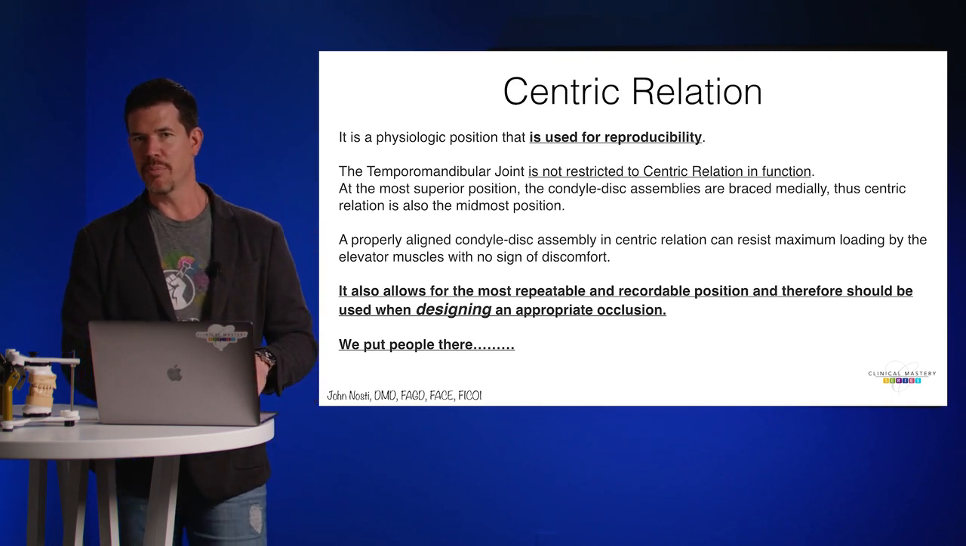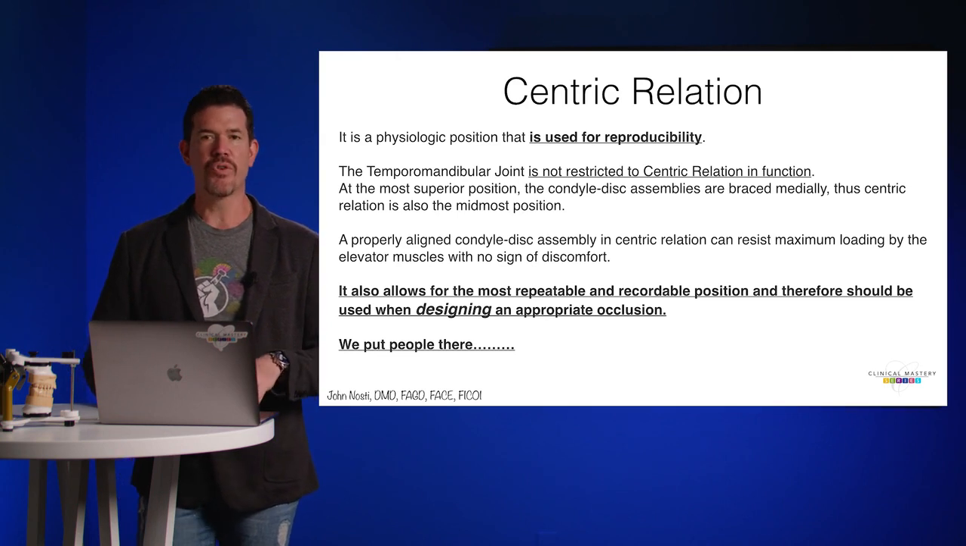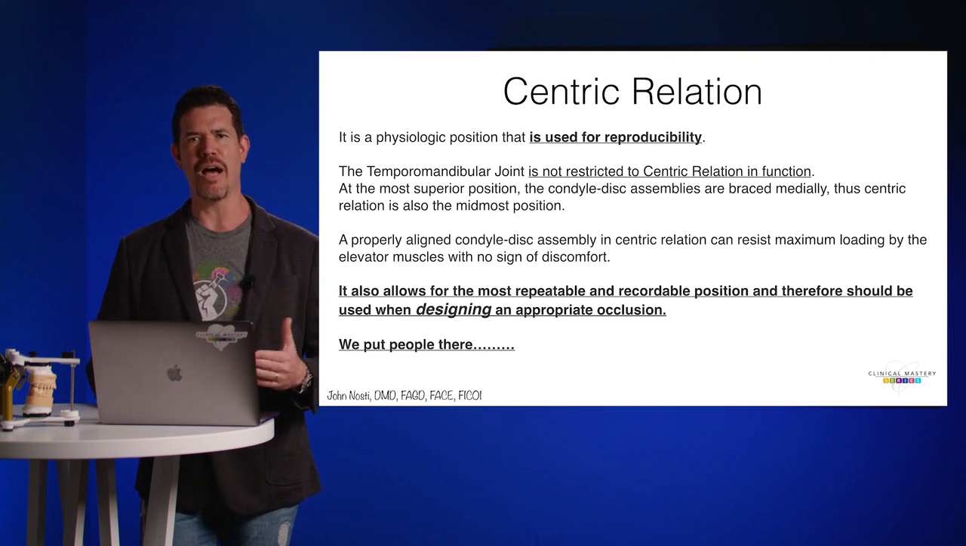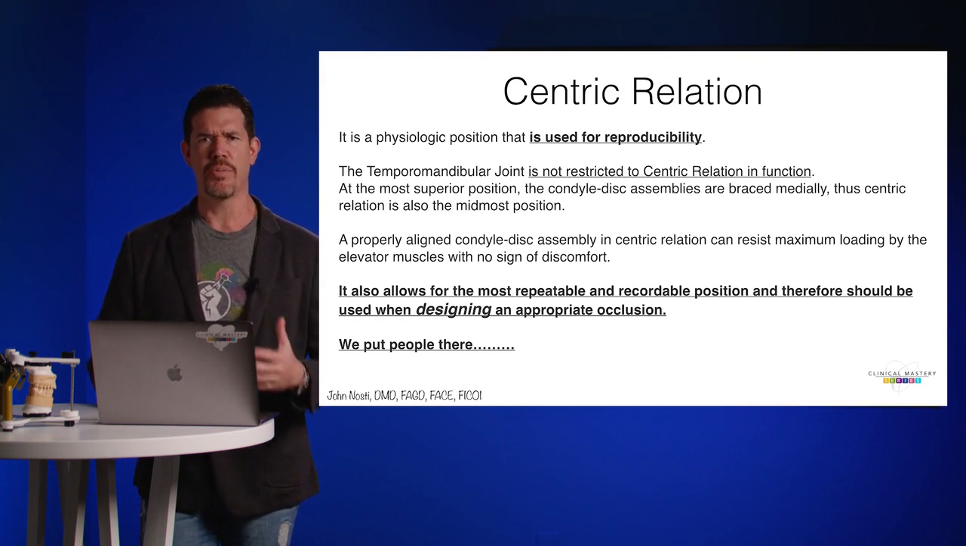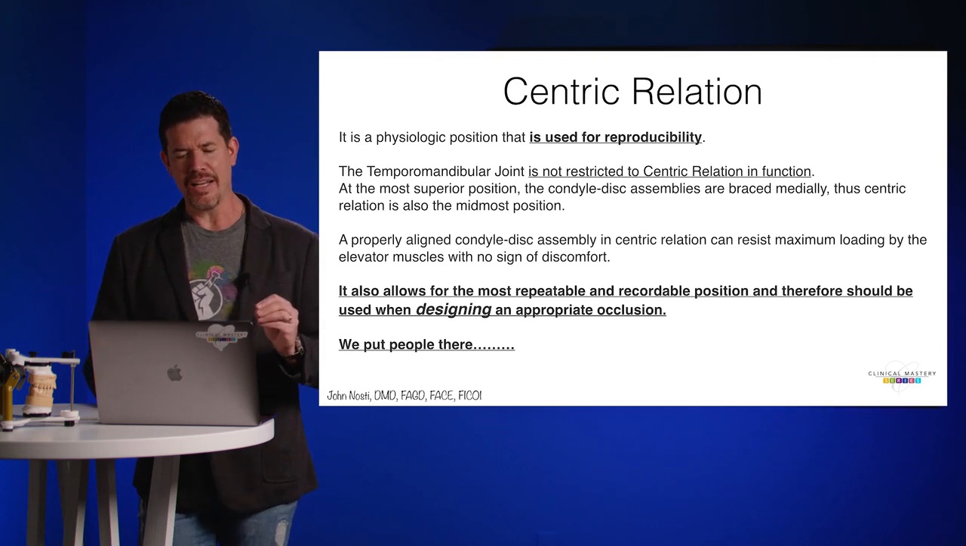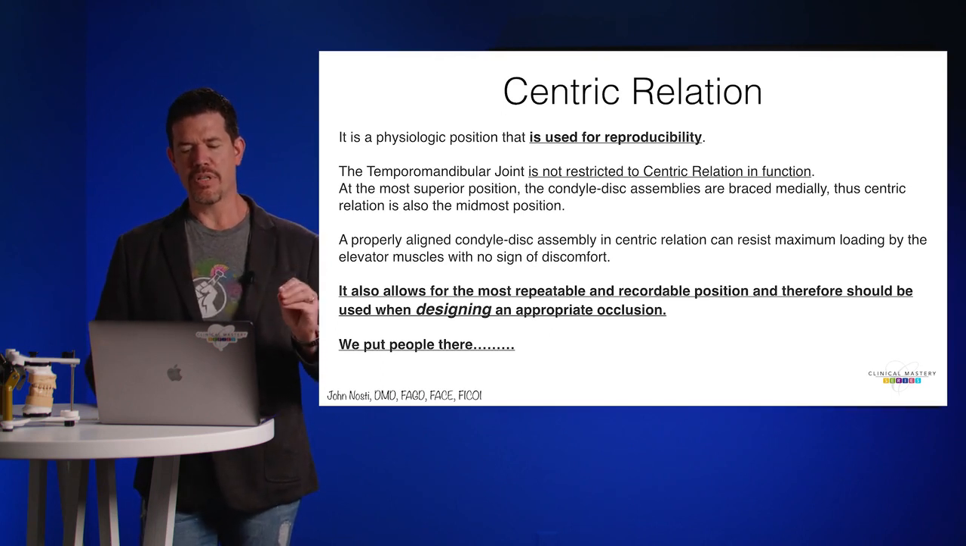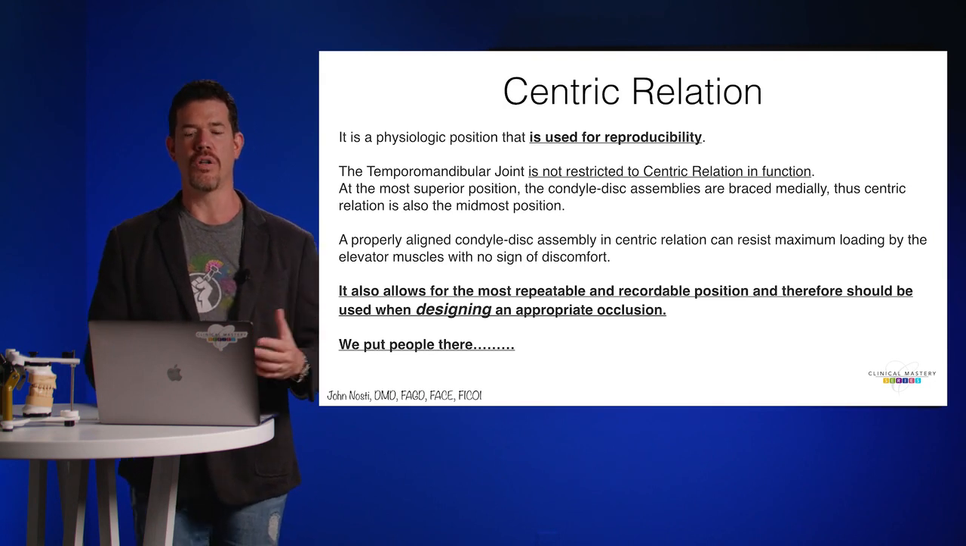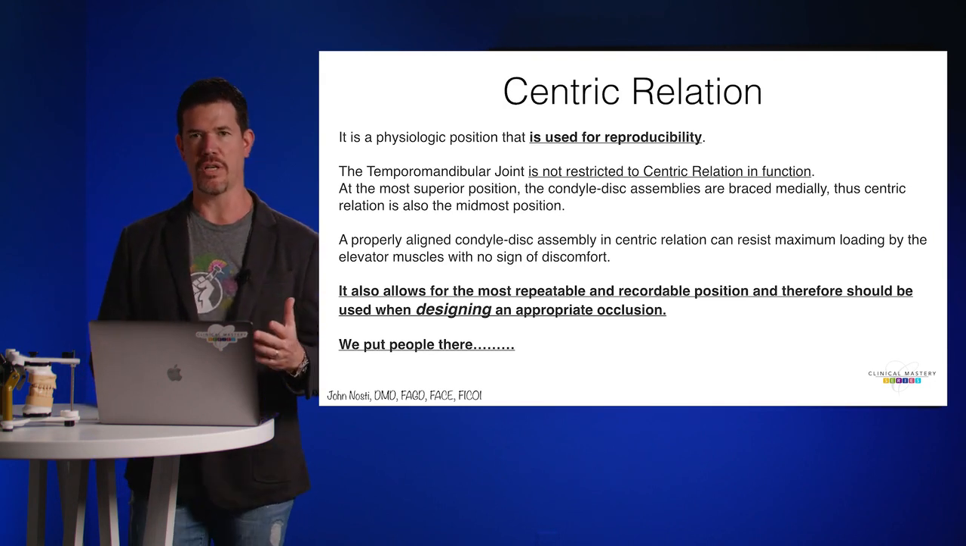The temporomandibular joint is not restricted to centric relation in function. So we know this is really not about a functional position because the jaw is freely movable. Understanding that, at the most superior position, the condyle disc assemblies are braced medially. Thus, centric relation is also called the midmost position.